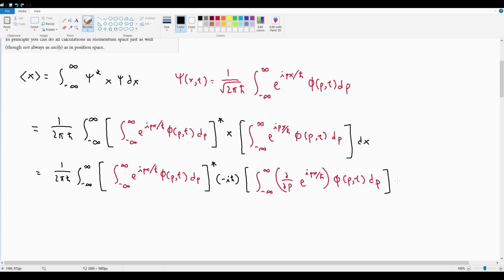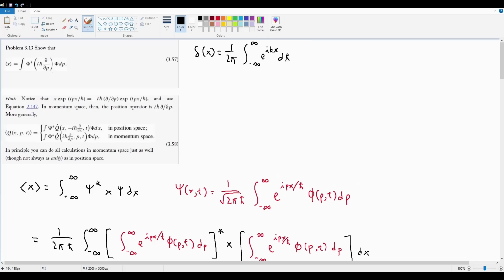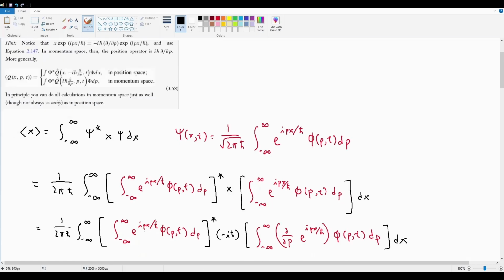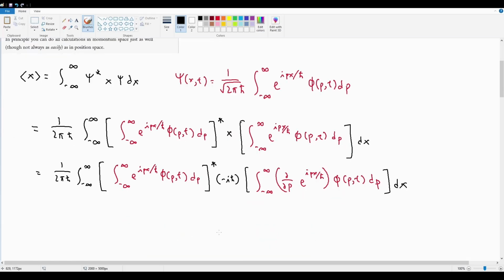Close this by dx. And at this point, what do we do now? Because remember, our final goal is to convert everything into a single dp integral. So right now we have three integrals. We have one dx and two dp's. How do we turn this into a single integral in terms of dp?